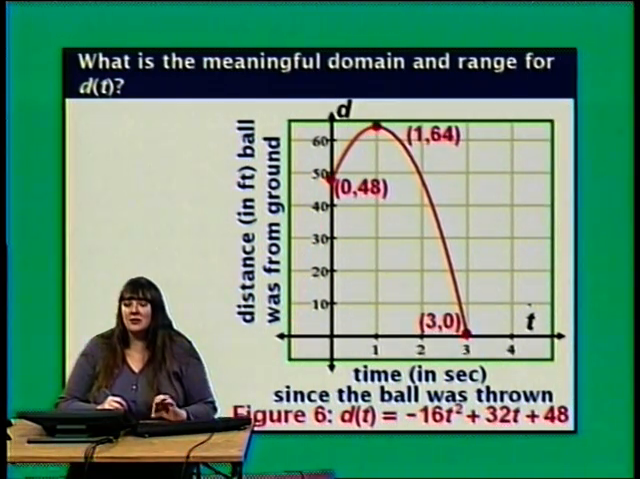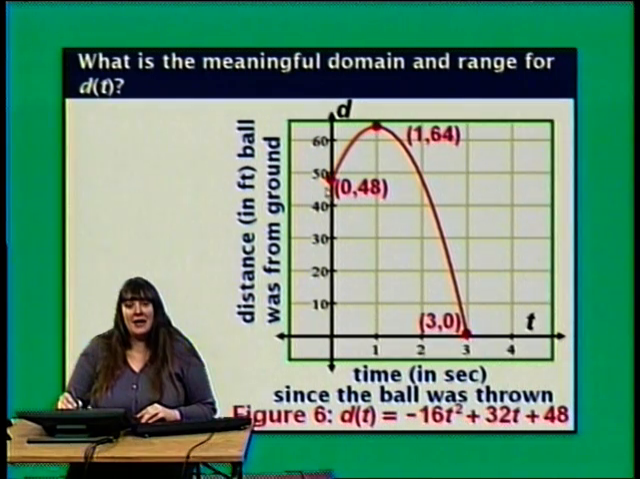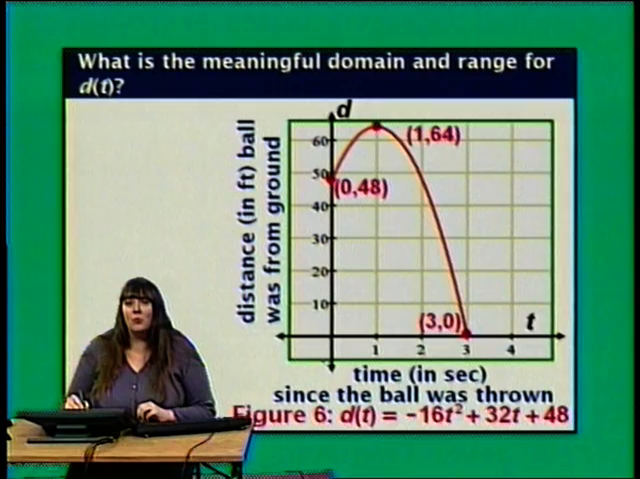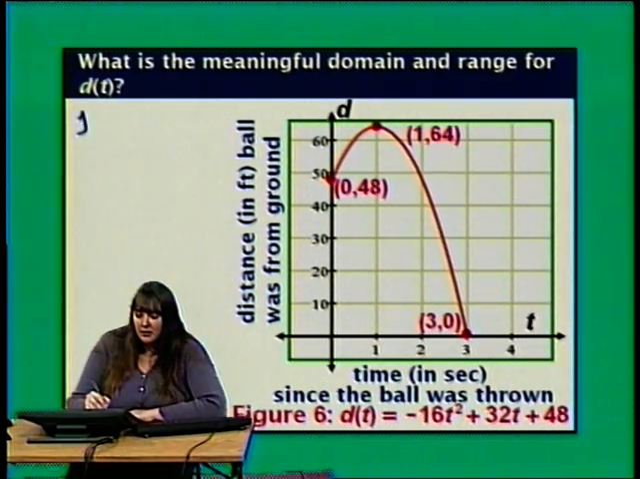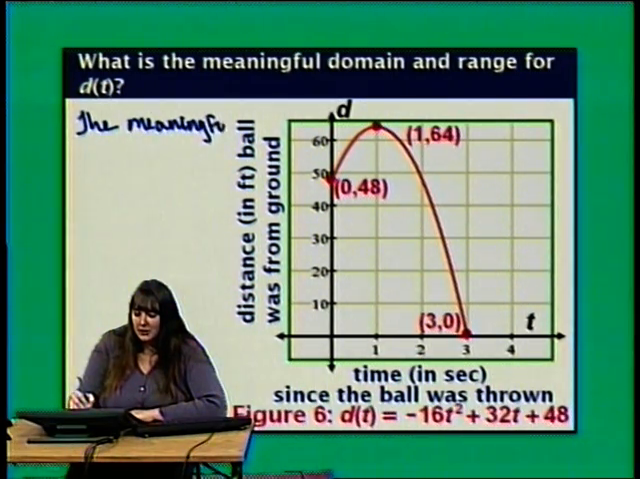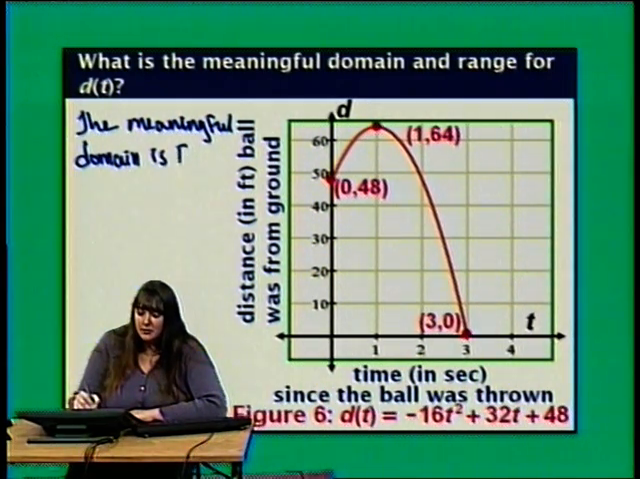So we'd actually limit our graph to just this portion. And I've labeled some of the important points here. Our starting point at (0, 48) looks like someone was standing on a cliff or something when they threw this ball. Our vertex and our ending point, (3, 0). So what's the domain? Well, the t values go from 0 to 3. Both of those are included. So the meaningful domain is 0 included to 3 included.